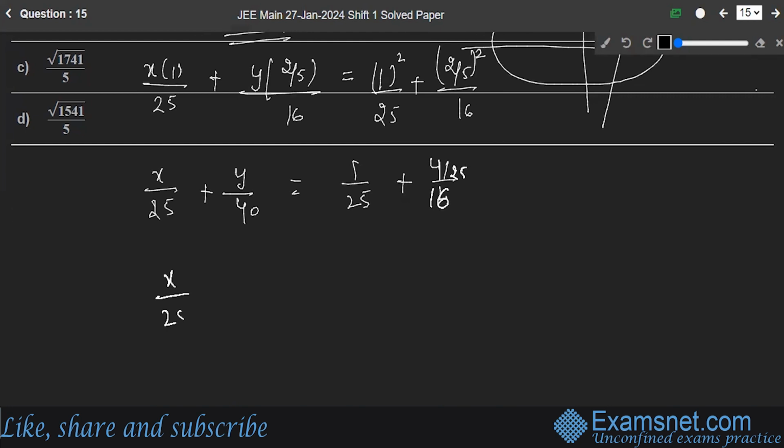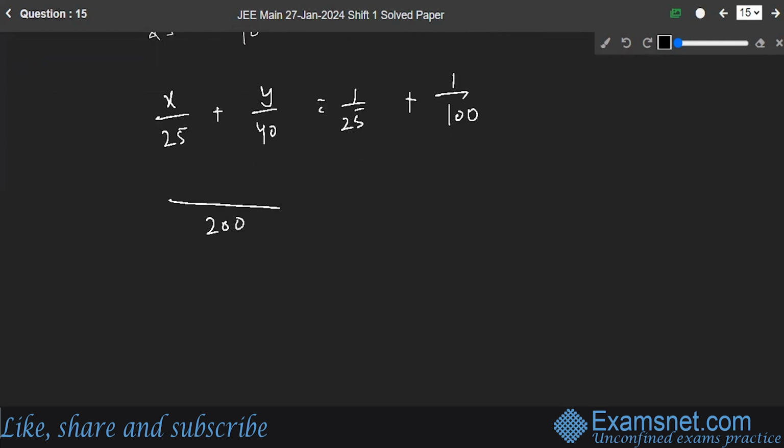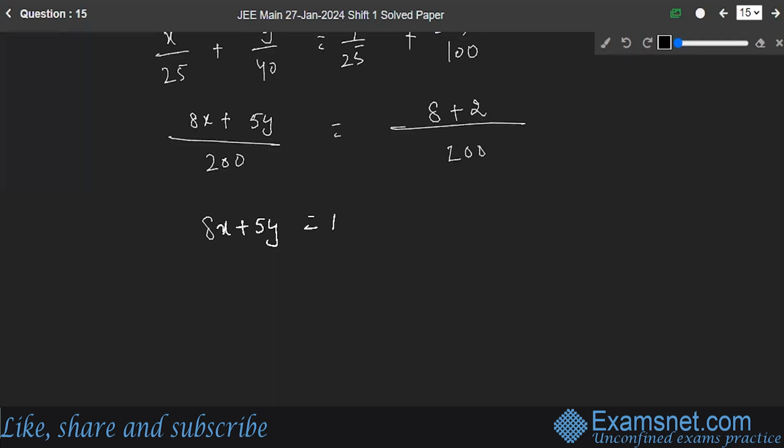Let's write it properly again. x by 25 plus y upon 40 is equal to 1 upon 25 plus 1 upon 100. So now let's take the LCM. This will be 200 as LCM. Here will be 8x plus 5y. Again, I'm taking 200 over here for the cancellation, so it will be easy for me. 8 plus 2. So you have 8x plus 5y is equal to 10, or you will have y is equal to (10 minus 8x) upon 5.